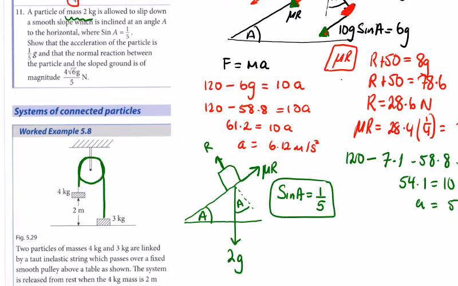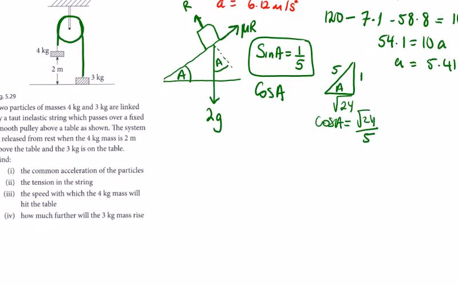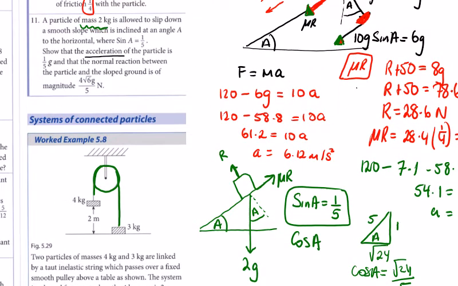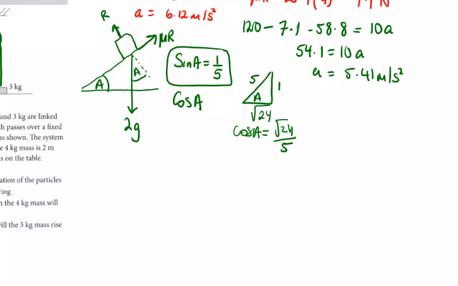So we're told sine A, we're going to need cos A here. If sine A is 1 over 5, opposite over hypotenuse, the square root of 25 minus 1 is the square root of 24. Cos A is equal to the square root of 24 over 5. Okay, let's do a new diagram for this one. I'm going to put our force in. We're actually keeping it in terms of g here. You can see, show that the acceleration is a fifth g, and the normal reaction between the particle and the slope is 4 root 6g over 5 newtons. Okay, we'll put our new values in here, keep it in terms of g.